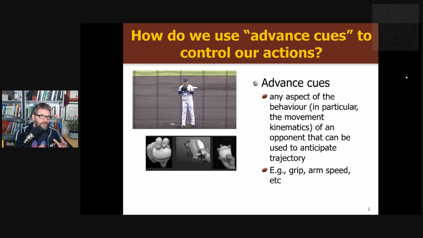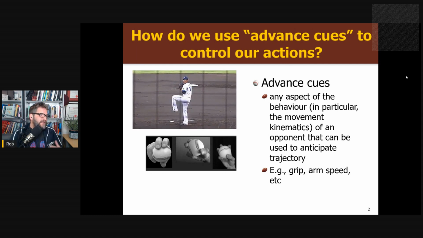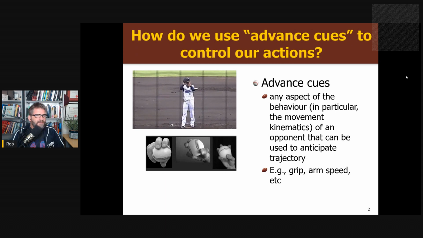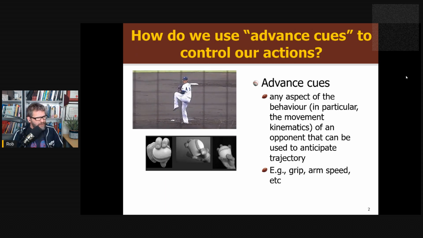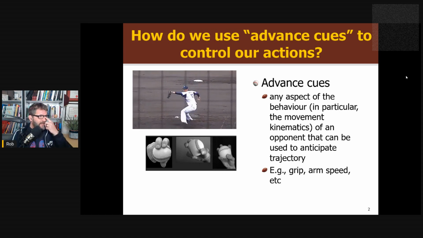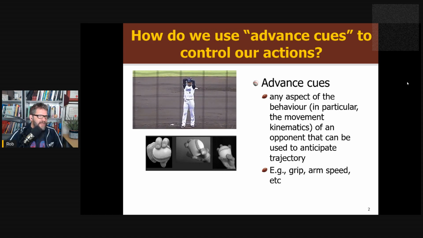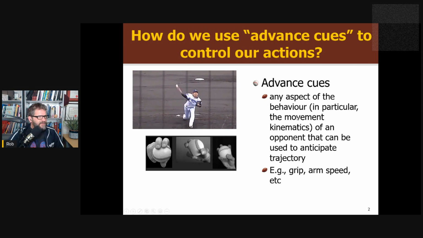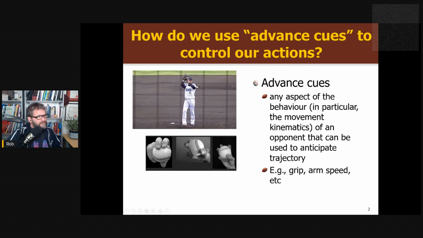The idea here is that we're picking up something in particular. It's usually something to do with the movement kinematics of your opponent that you can use to know what's going to happen. You can anticipate what's going to happen next, right? And we're talking about things that happen before. In the case of baseball, the study we're going to look at today is focused on baseball, we're talking about things before the pitcher releases the ball, like in this video.